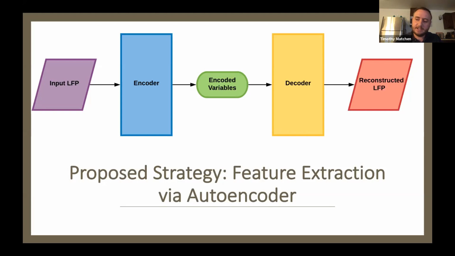And again, one of the reasons we chose it was because we felt it would be a good way to address some of the overfitting concerns that we had, because we were just extracting key information rather than directly mapping from local field potentials onto it.